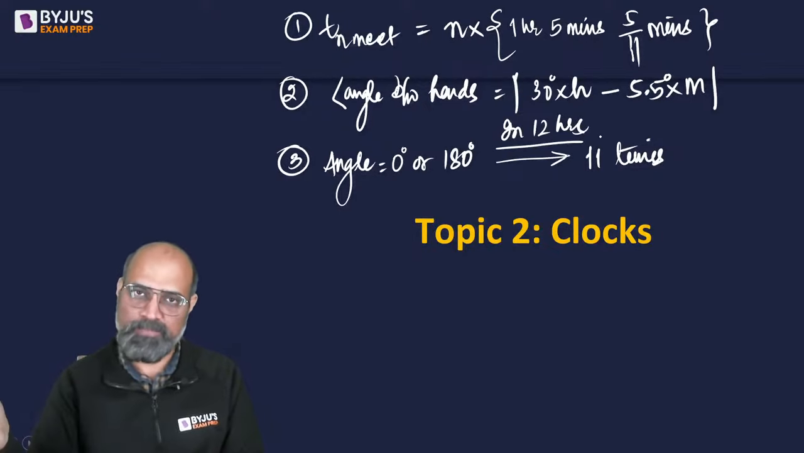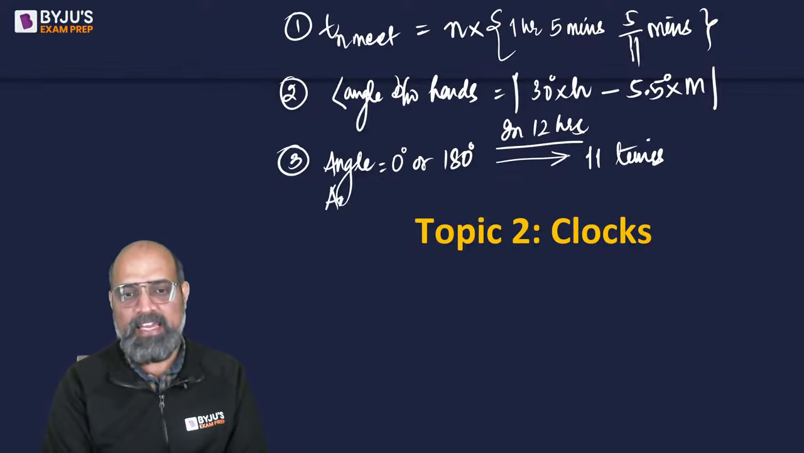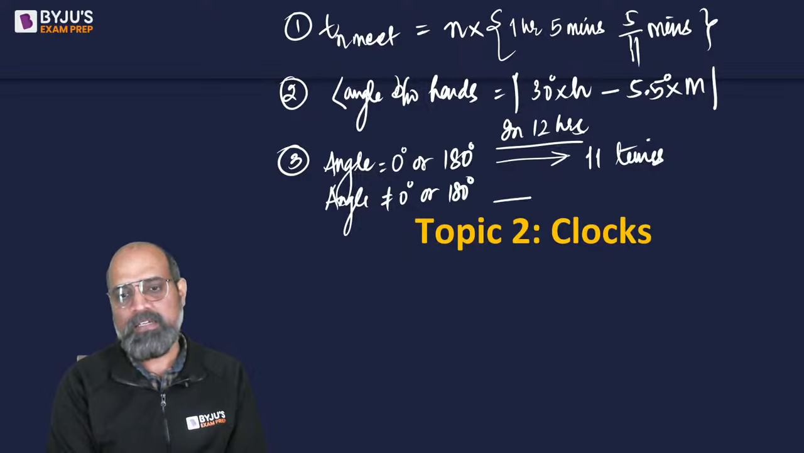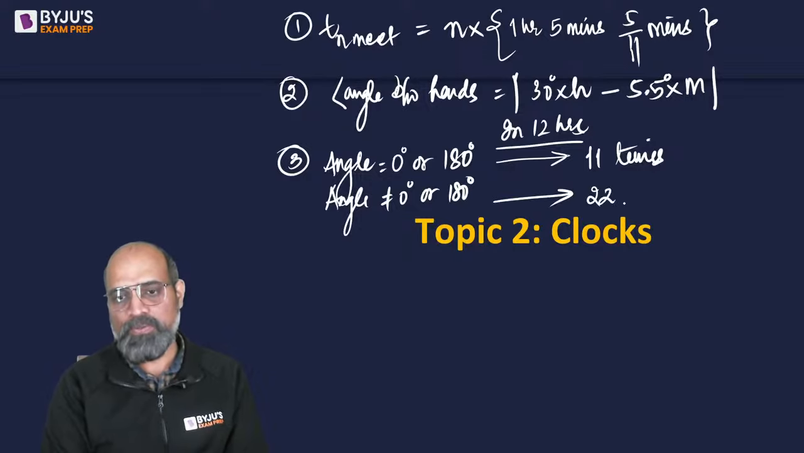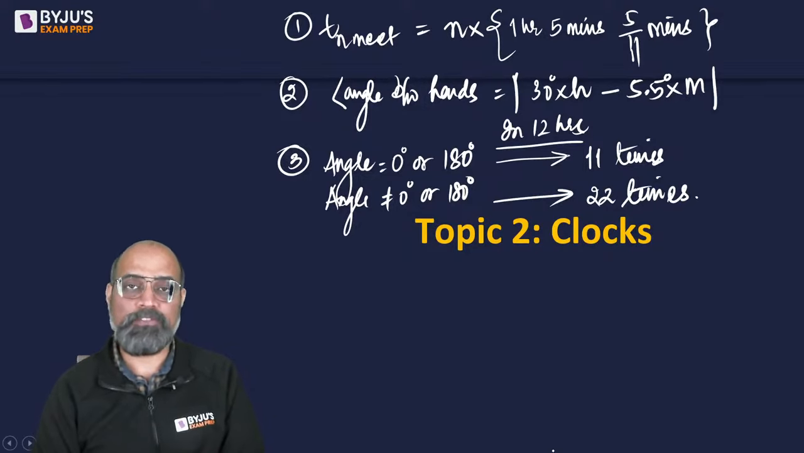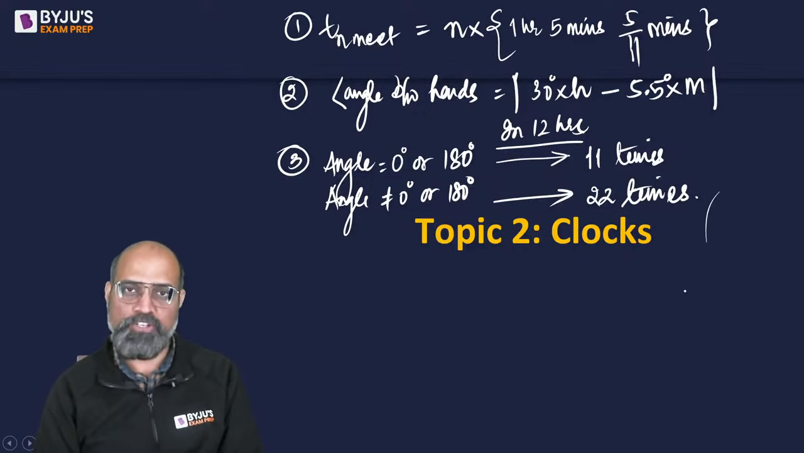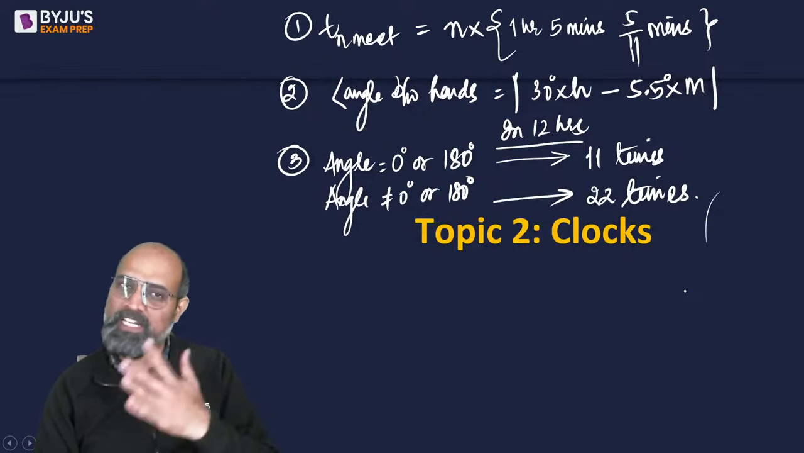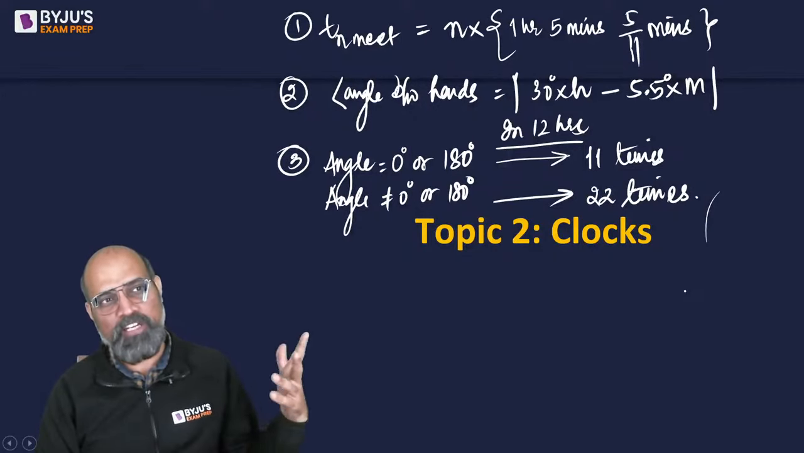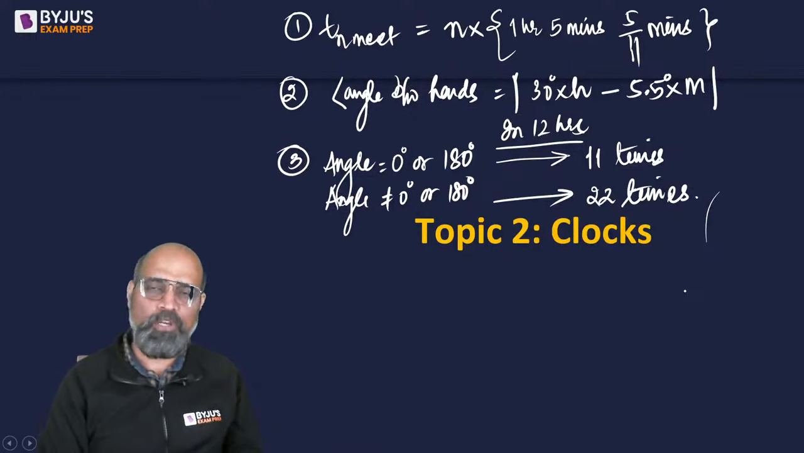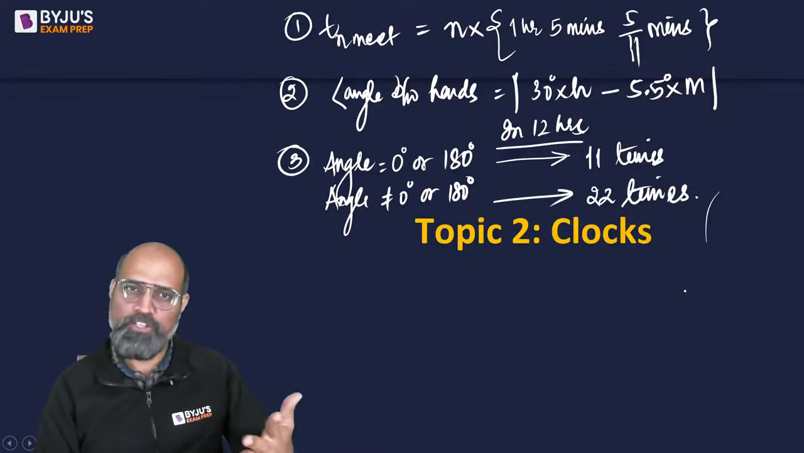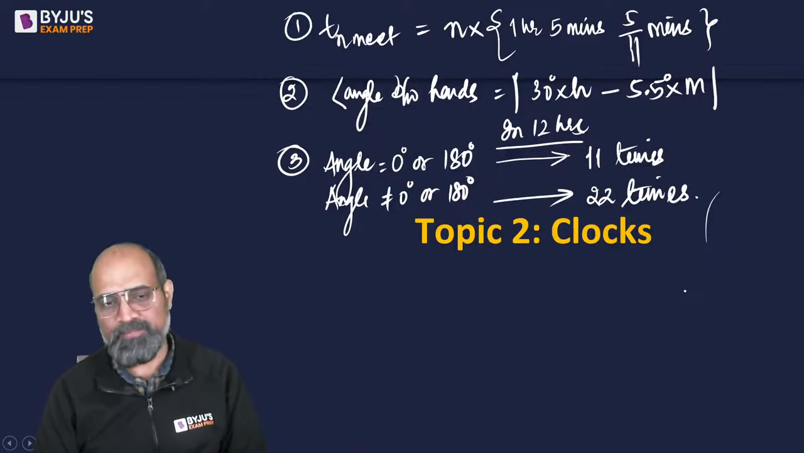12 ka multiple. And any angle which is not 0 degree or 180 degree, the answer is going to be 22 times in every 12 hours. So if you remember this, you will be able to solve any of the questions related to how many times they meet, how many times they are perpendicular, how many times they are pointing in the same direction, how many times they are collinear, and so on and so forth. All the questions are going to be solved using the third one.